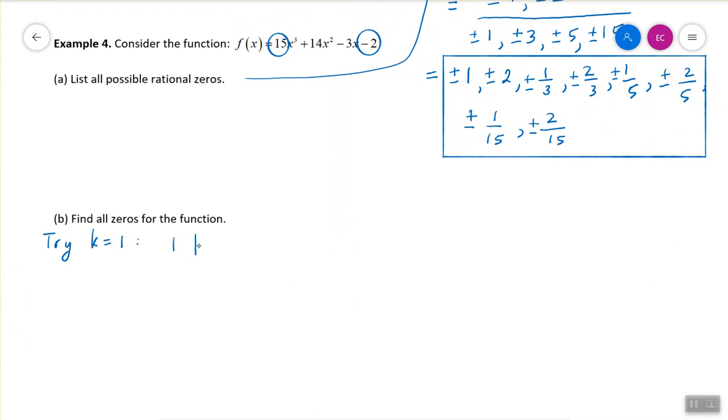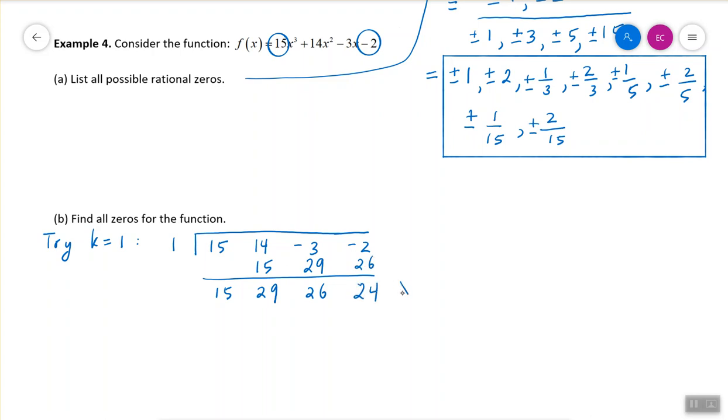And so we'll put a 1 outside, and we'll put the coefficients inside. 15, 14, -3, and -2. And then we'll go through the synthetic division. I guess I'll go through pretty quickly. Since the remainder is 24, then 1 is not a zero. We need to keep trying.